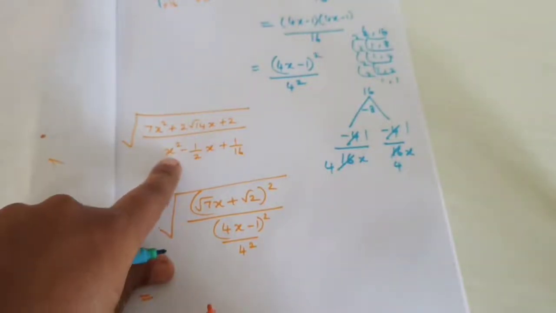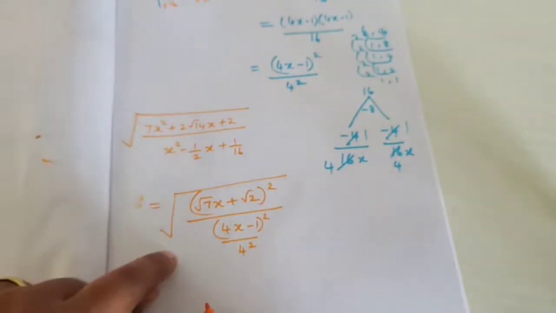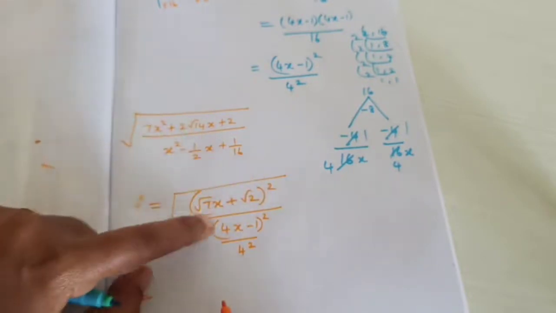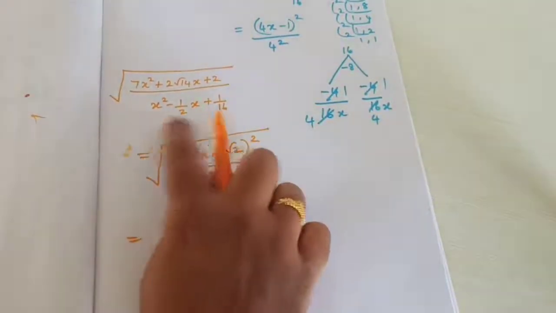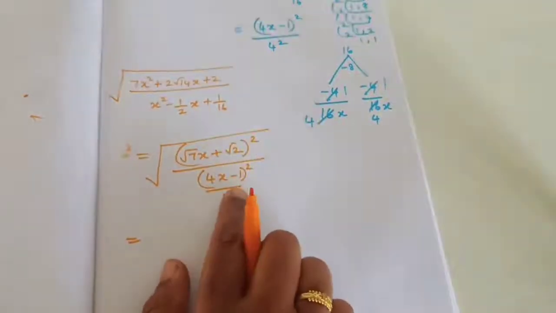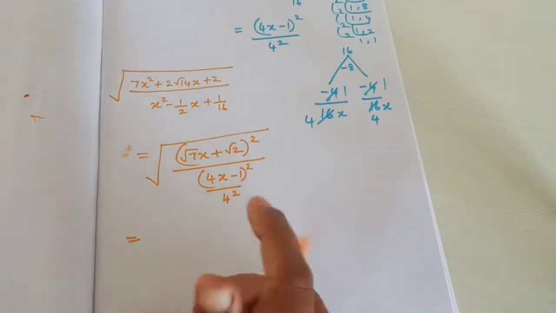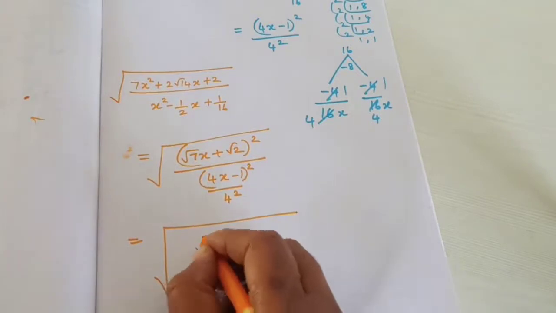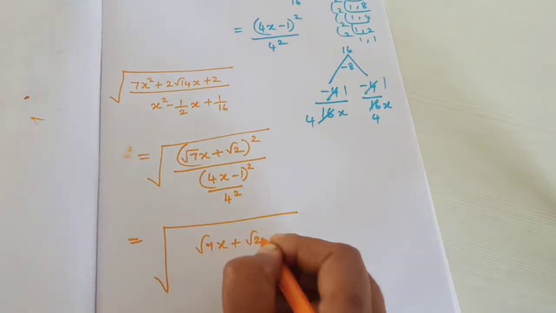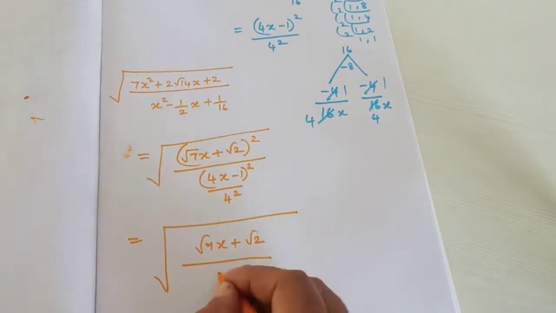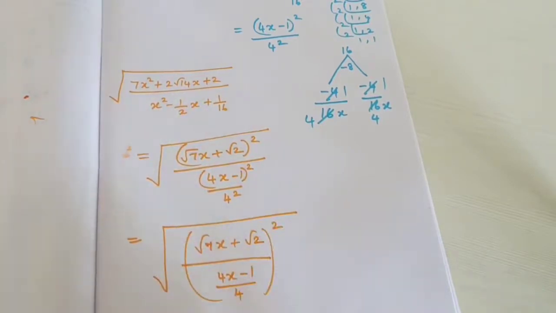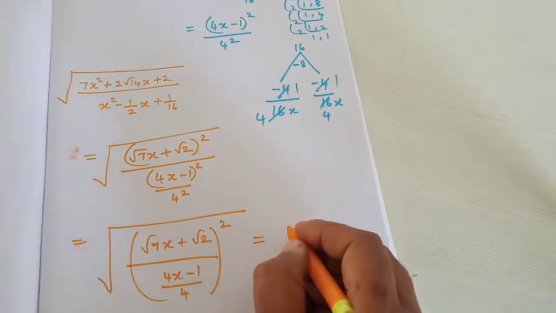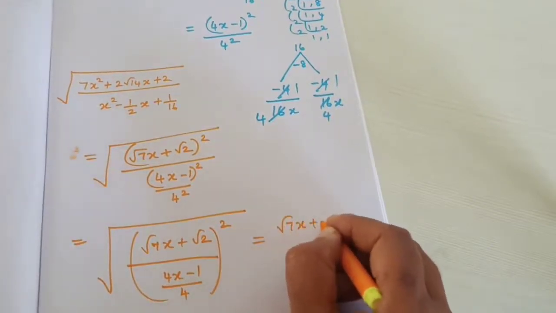Square root of, the question only again I wrote, this one, which is equal to square root of the value for the numerator just before we found, no? Here, this value divided by this. For this the answer is 4x minus 1 the whole square divided by 4 square. Now, square root of root 7x plus root 2 divided by 4x minus 1 by 4, the whole square. Okay. Now, the square and root get cancelled, and what is the final answer? Root 7x plus root 2.